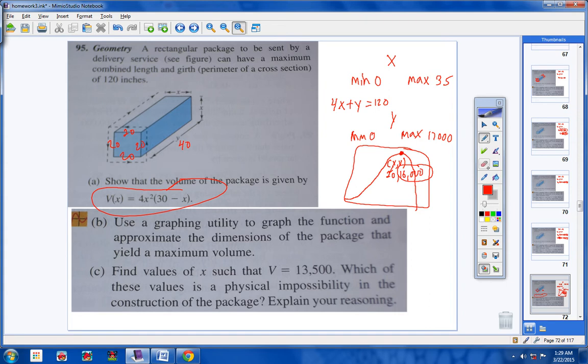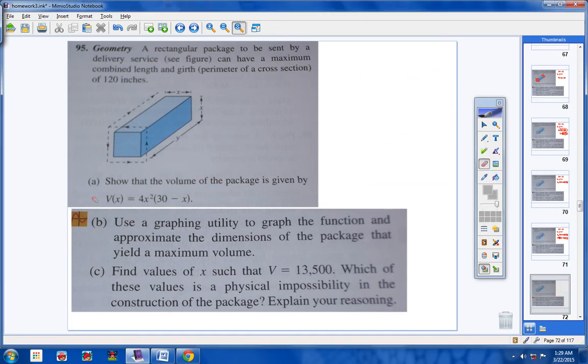Now, next, part C says, find the values of x such that v is 13,500. So now we have to put 13,500 in for v right here. Okay, so when we do that, we get this right here. So guys, we got some work to do. First of all, you simplify the right side. Take this and multiply it through.